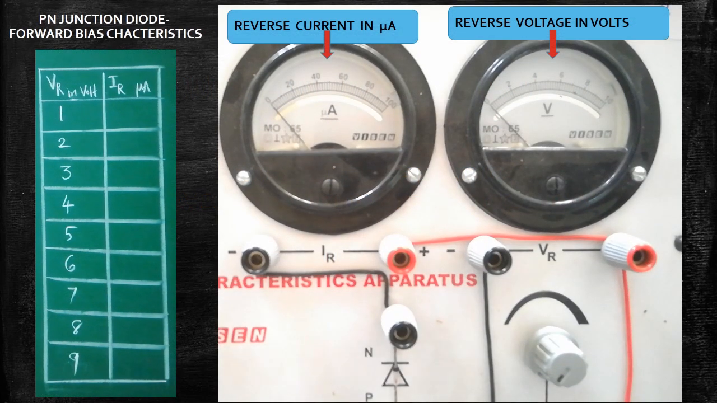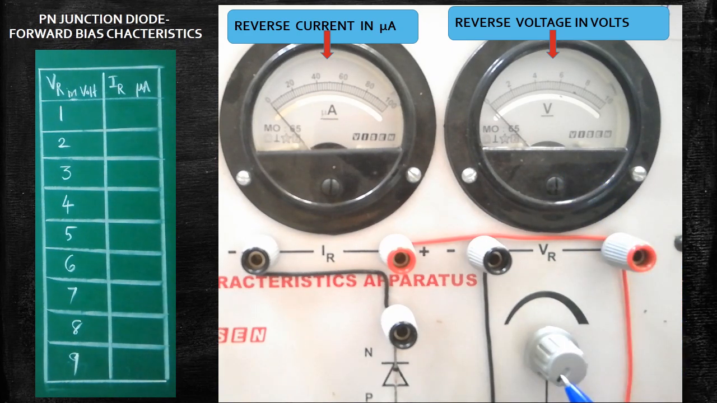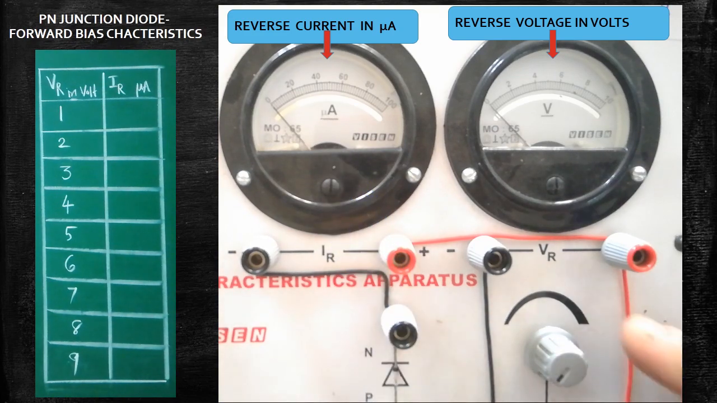Now we are going to do the second part of the experiment. In the second part, we have connected the diode in reverse bias. Now I am going to vary the reverse voltage by adjusting this knob. The corresponding reverse current is to be measured in the microammeter. Let us take the readings one by one.